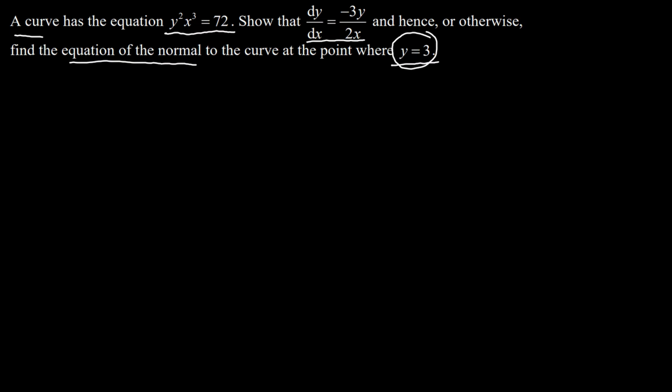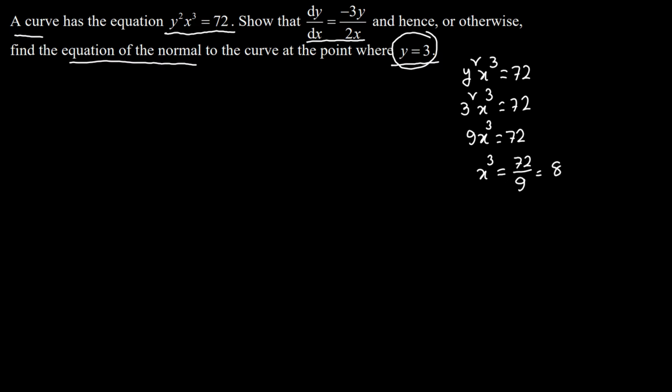The equation is written y² x³ = 72. Let me put the value of y as 3, then you can write 3² x³ = 72. So that is 9x³ = 72. We can divide 72 by 9, so we get 8. 8 can be written as 2³, so definitely the value of x equals 2. So this is our x value. We got the coordinate where x is 2 and y is 3. This is the first part.